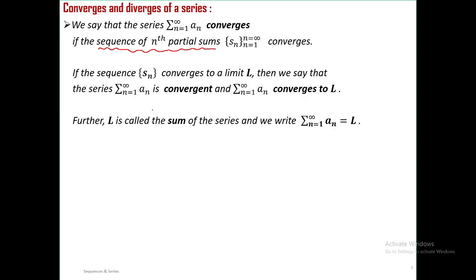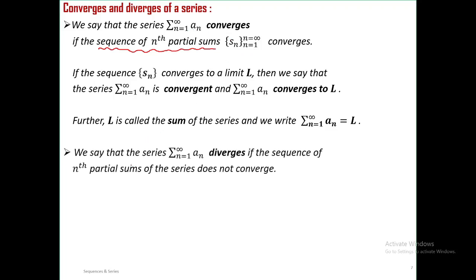Simply look at it, for example, a series is given to us, then we need to first develop the sequence of nth partial sums, and we need to find the limit of that sequence of nth partial sums. If the limit exists, then the series converges. If the limit does not exist, then the series diverges. That's it. If the limit exists and is a finite number, for example number 2, then the series also converges to number 2, like that. We say that the series an diverges if the sequence of nth partial sums of the series diverges or does not converge.